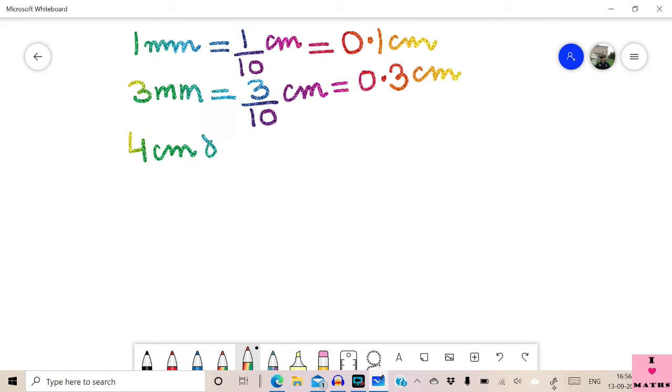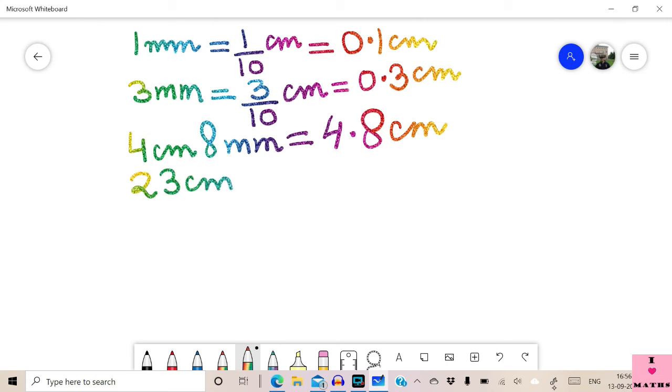Same way, if we have 4 centimeter, 8 millimeter, this is equal to 4.8 centimeter. If we have 23 centimeter, 7 millimeter, it will be equal to 23.7 centimeter.